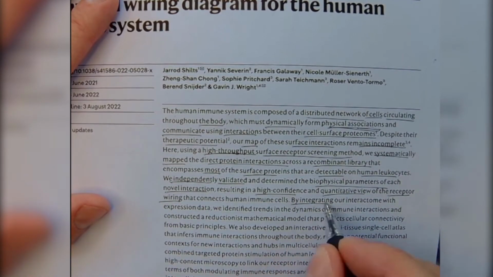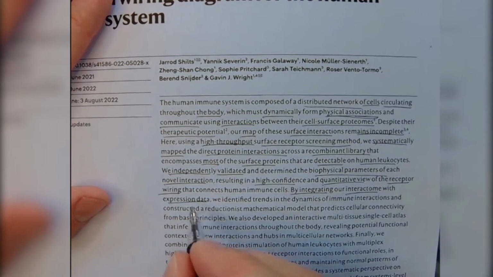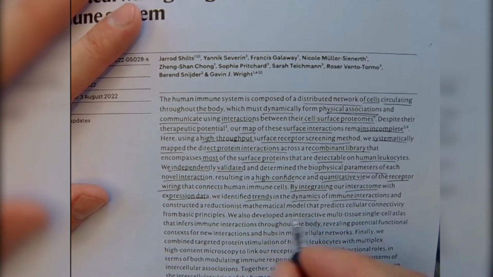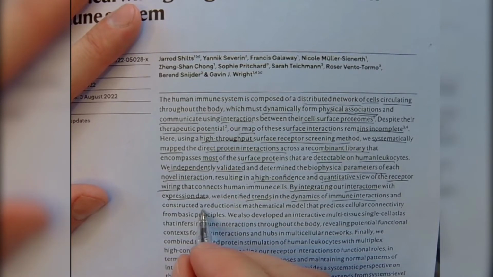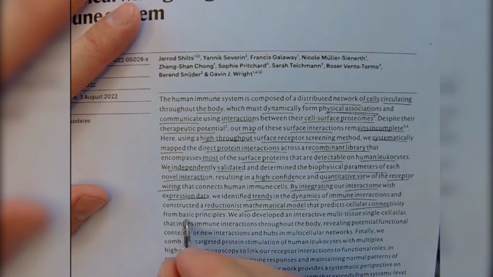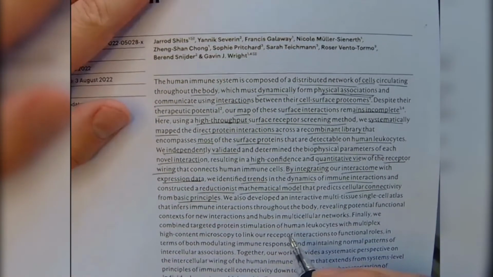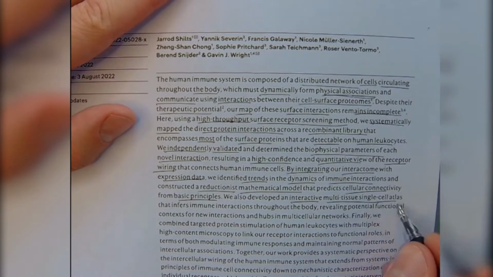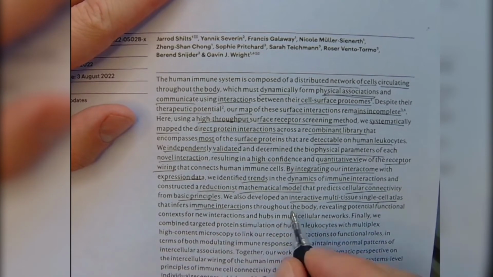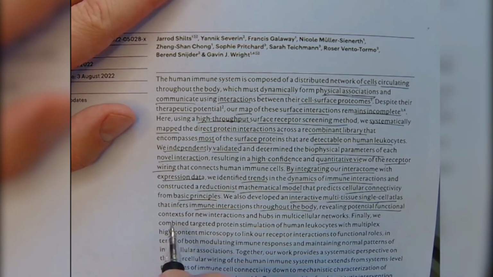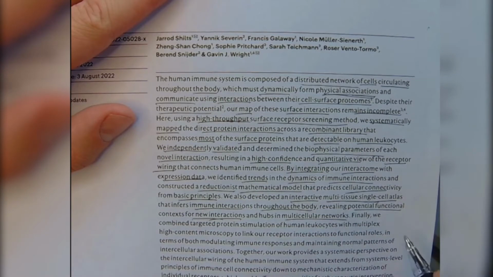By integrating our interactome with expression data, we identified trends in the dynamics of immune interactions and constructed a reductionist mathematical model that predicts cellular connectivity from basic principles. We also developed an interactive multi-tissue single-cell atlas that infers immune interactions throughout the body, revealing potential functional contexts for new interactions and hubs in multicellular networks.